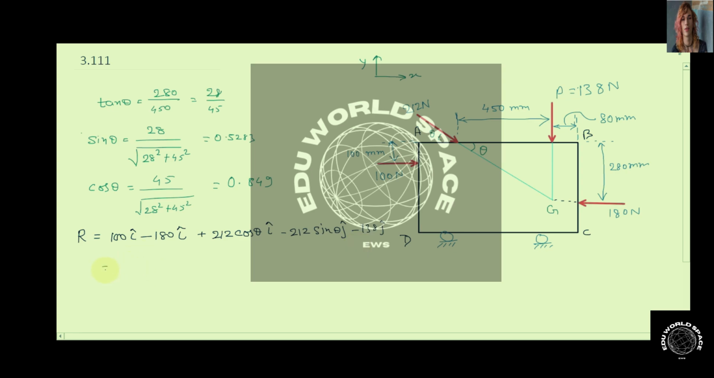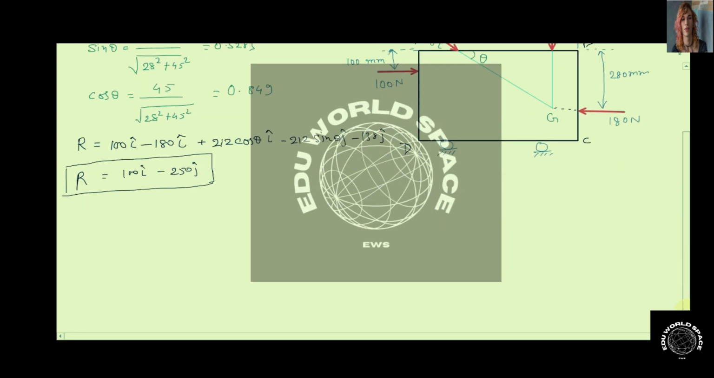So we can collect the coefficients of i cap and j cap. It comes out to be 100 i cap minus 250 j cap. So we got the resultant vector in its vector form, but the i cap and j cap axes are our assumption. This was not mentioned in the problem. So we will write this resultant vector in another form. We can get the magnitude of this resultant vector, which will be the square root of 100 squared plus 250 squared, which comes out to be 269.258 Newton.